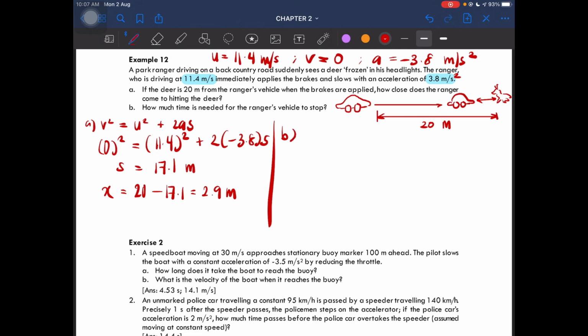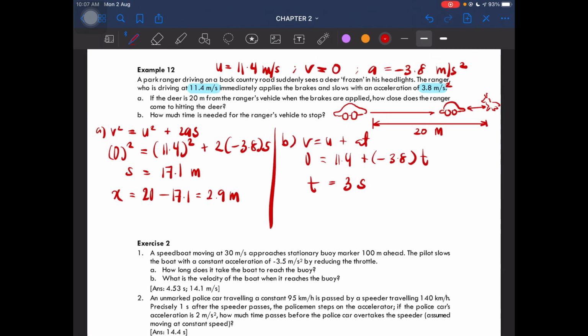Now we can use the formula v equals u plus at. Okay, so 0 equals 11.4 plus negative 3.8 t. Rearrange that and calculate. You'll then get 3 seconds needed for the ranger's vehicle to stop before hitting the deer lah. Kalau lebih dari itu, nanti dia hit the deer, mati lah itu deer. Okay, so that is example 12.